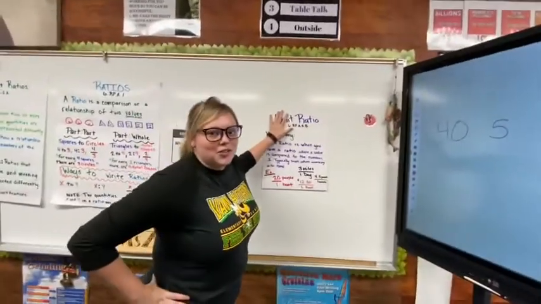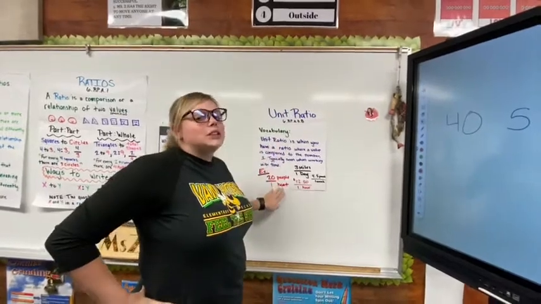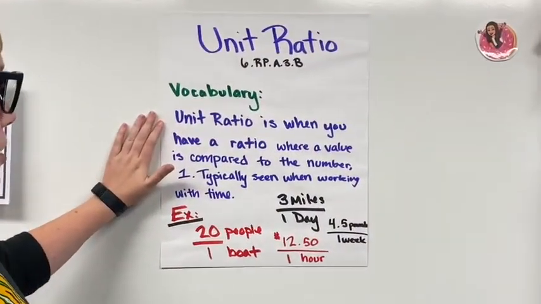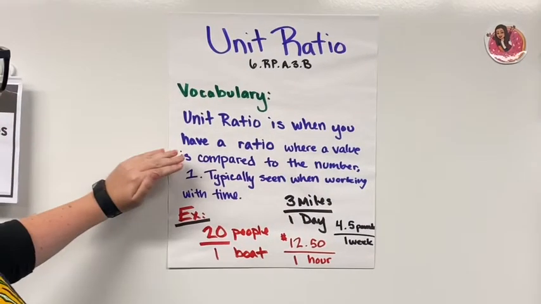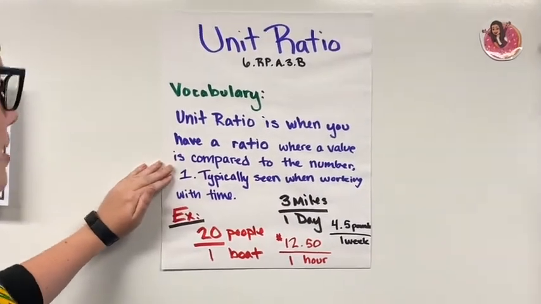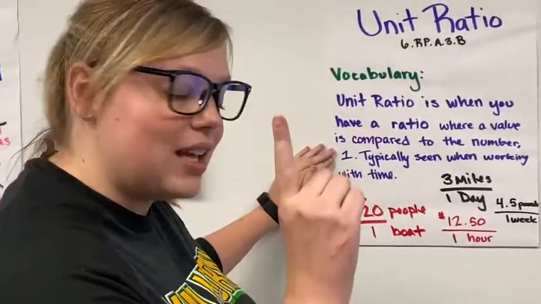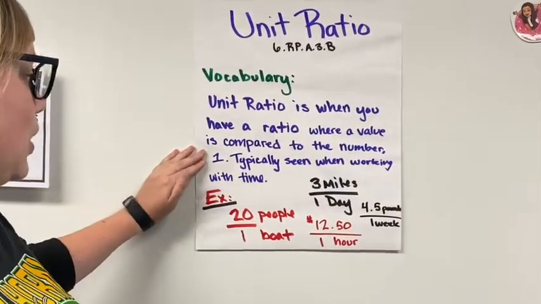You guys should have gone over some of the vocabulary, but I'm going to go over it again. So first off, unit ratios is when you have a ratio where a value is compared to the number 1. So when it's compared to a number 1, typically seen when working with time.